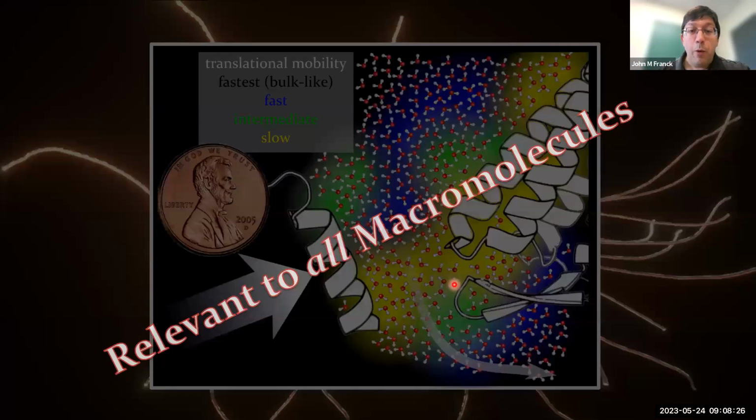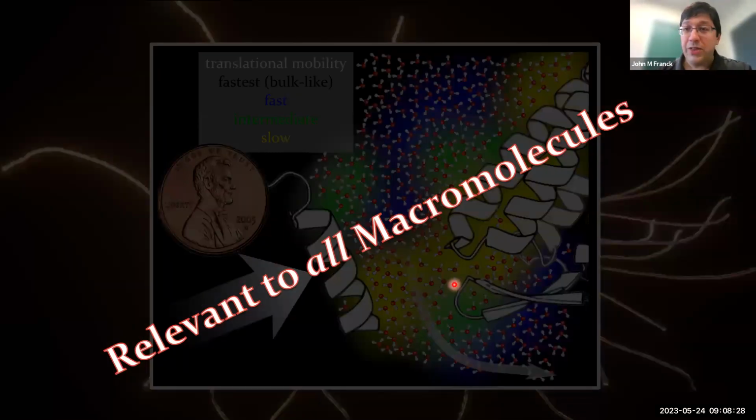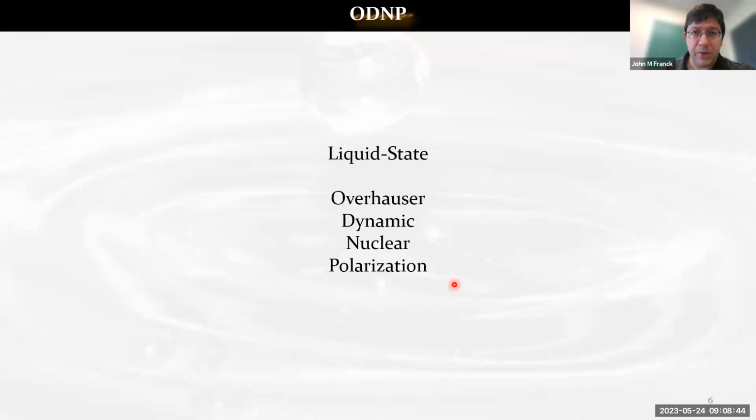Okay. And this is my reminder to point out to you that I like to use biochemistry to provide a sense of context and scale, but this is very much relevant to all types of macromolecules, synthetic polymers, all sorts of things like this as well, right? As well as other types of solvents, as well as solvents that have a structure similar to the way that water does. Okay. And of course, the tool that we're going to be using to address this is ODNP, or Overhauser Dynamic Nuclear Polarization. Okay.